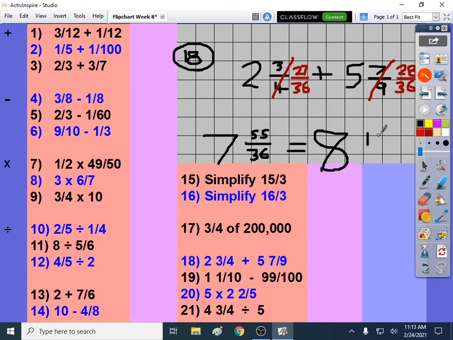And that will leave, I think, 19 of them left, isn't it? 19 36ths left. Let's just check that 19 plus 36 is 55. Yeah. 18 and 19 36ths. That's as simple as it gets, that one. In terms of simplifying, it's not a simple question. Question 19.